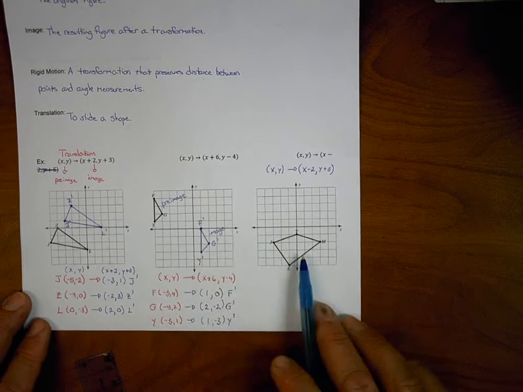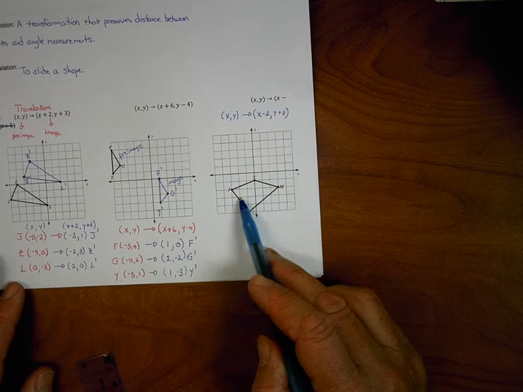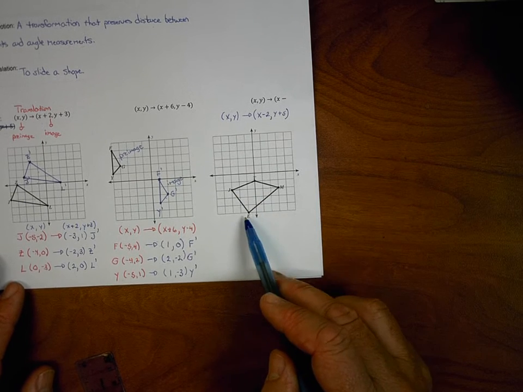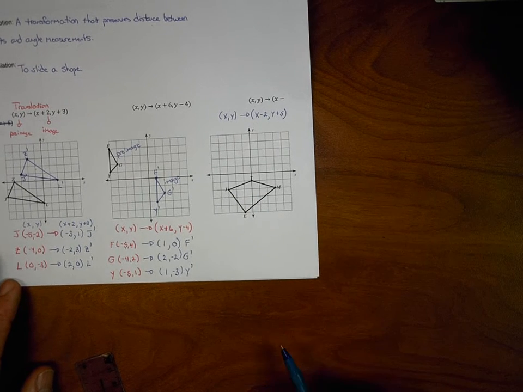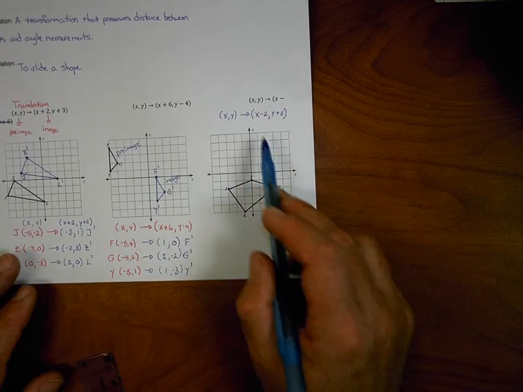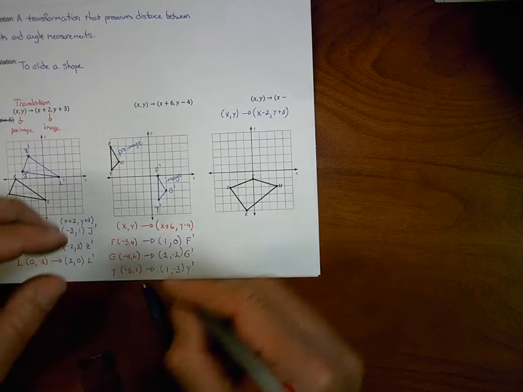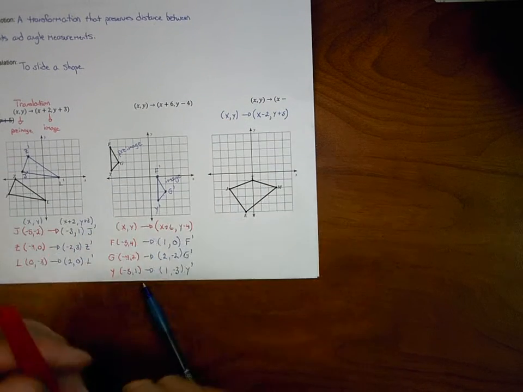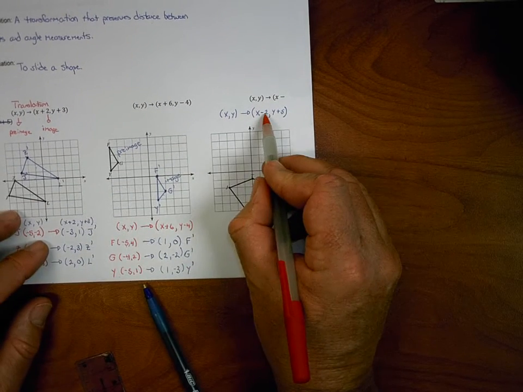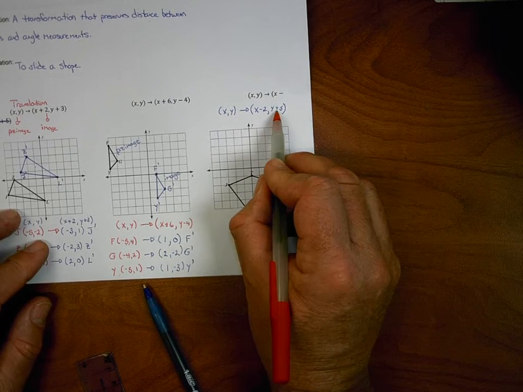Okay, the third example right here, we have a four-sided shape, JTME. This four-sided shape really doesn't have a special name to it. Okay, and so we're not going to worry about the name, but you can see that we have a mapping rule. So my mapping rule says that I'm going to take my x value, subtract 2 from it, take my y value, and then add 5 to it.